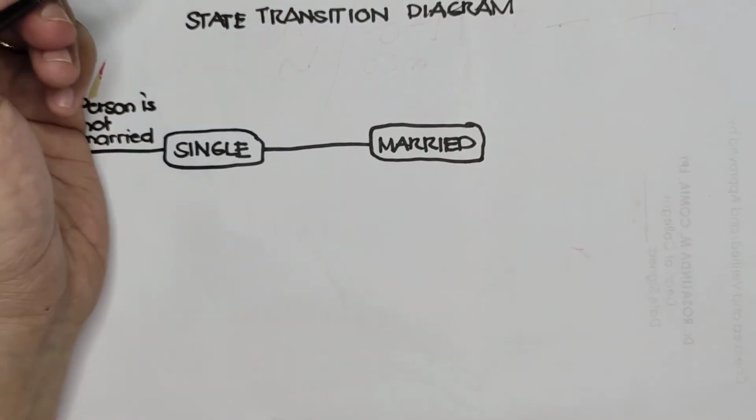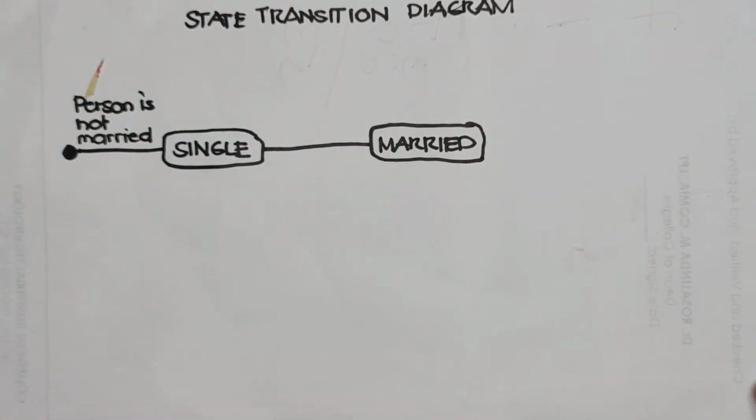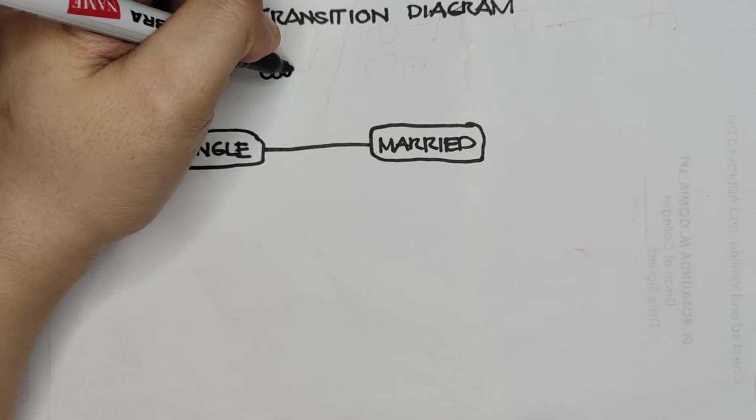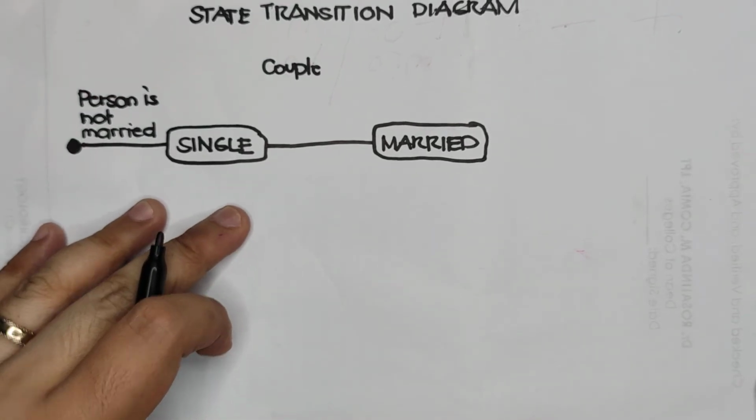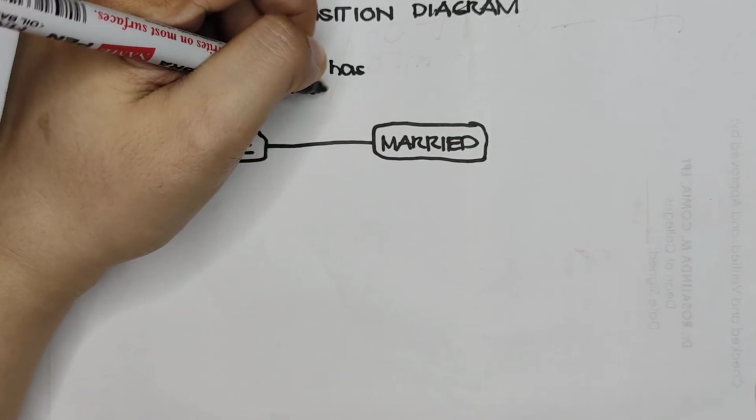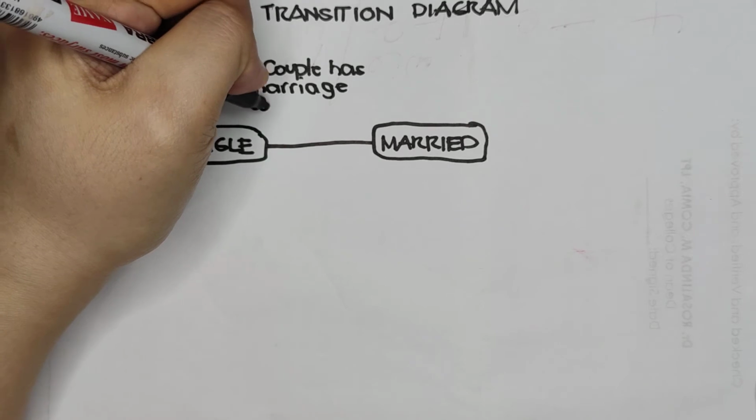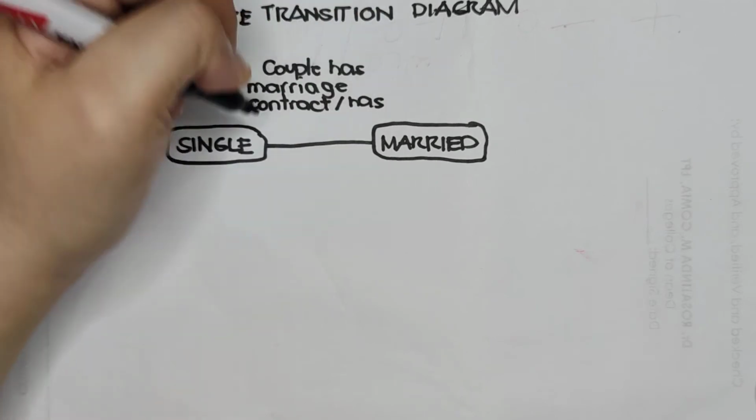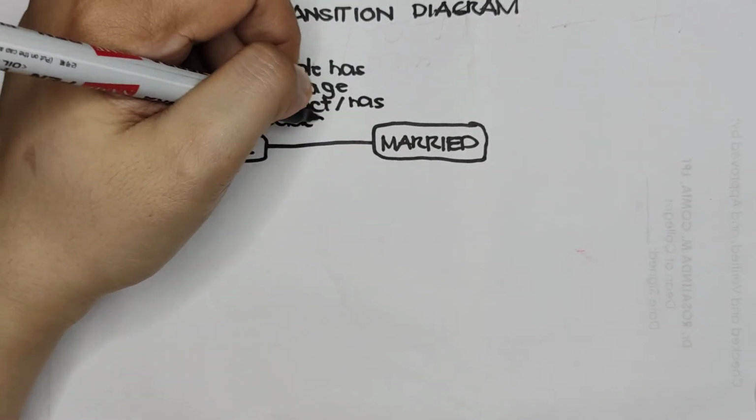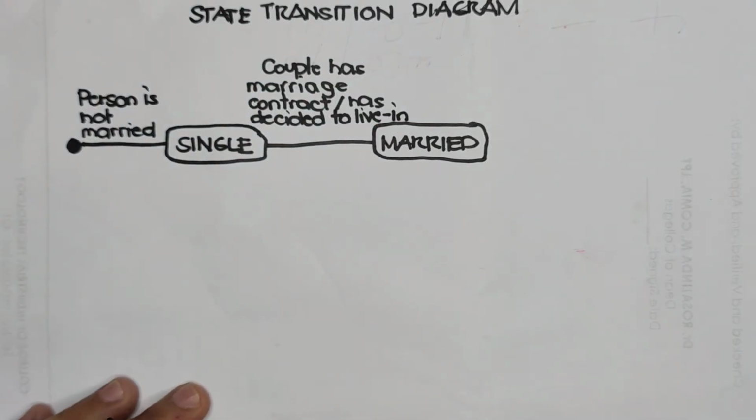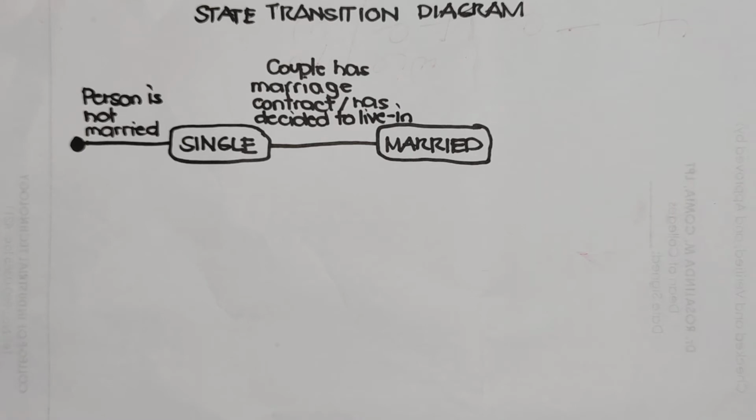Of course, for married, its requirement is that it should be a couple. So we have: couple has marriage contract or has decided to live in. So that is our state if it is married. We still have divorced, separated, and widowed.